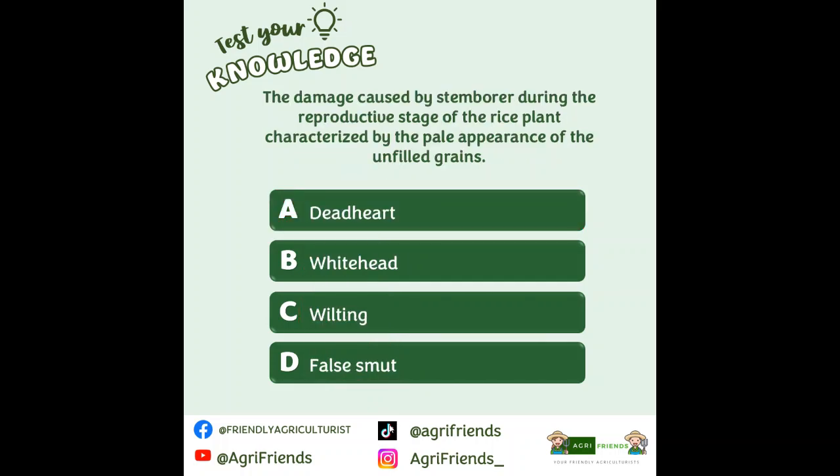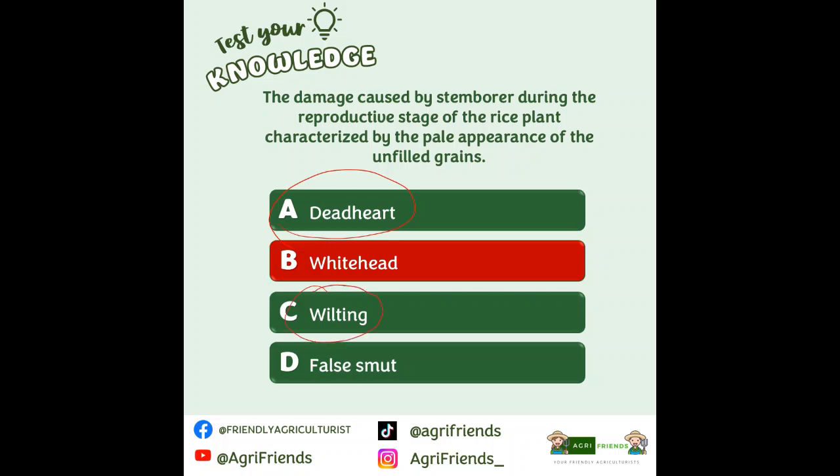Next, the damage caused by stem borer during the reproductive stage of the rice plant, characterized by the pale appearance of the unfilled grains. A. Dead heart. B. Whitehead. C. Wilting. Or D. False moth. The answer is whitehead. Dead heart refers to the dead tillers due to the larval feeding during tillering or vegetative stage of the rice crop.